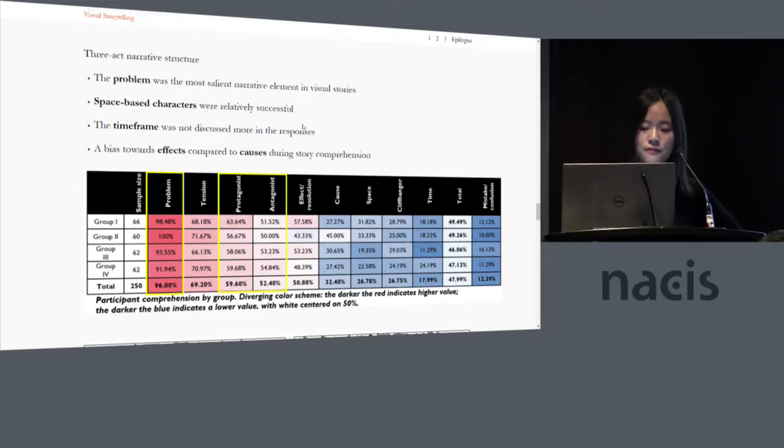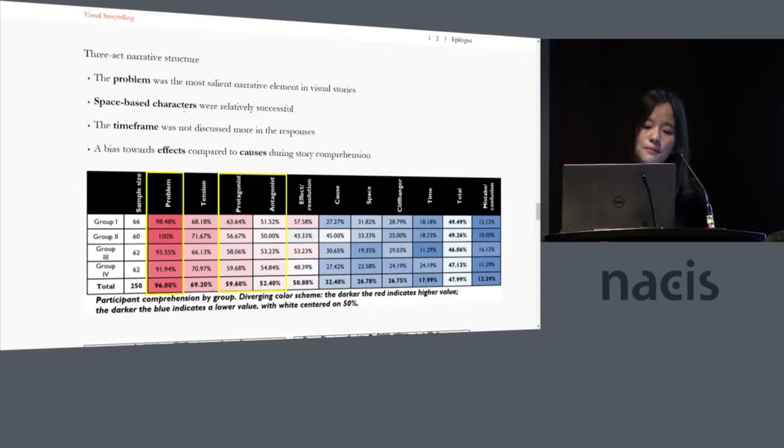So my first finding is that the problem was the most salient narrative element in the visual story. The problem is this one, the darkest red in the table. You can see that nearly 96% of the participants could understand and describe the problem of the story precisely.